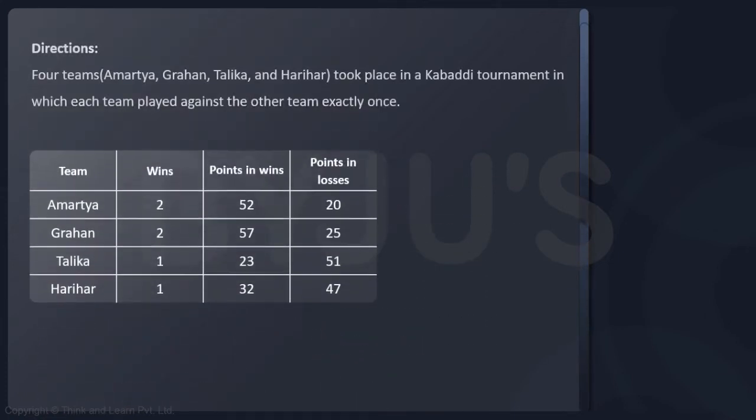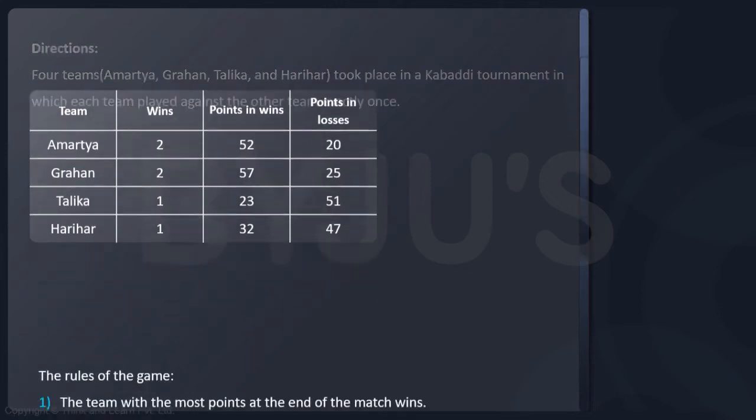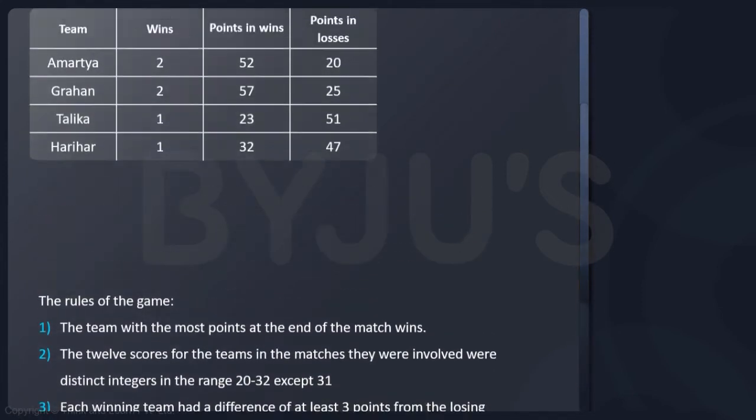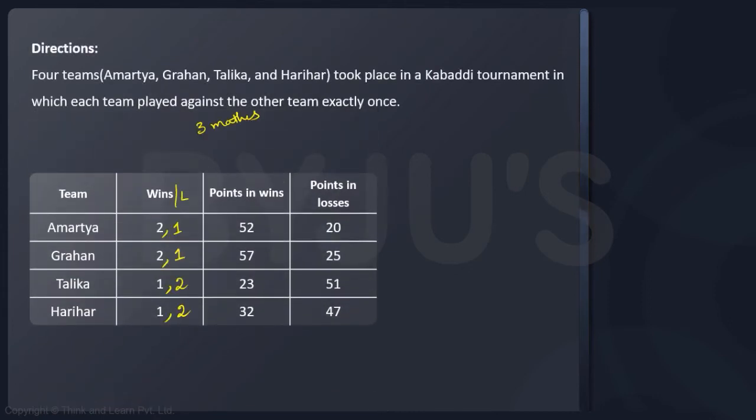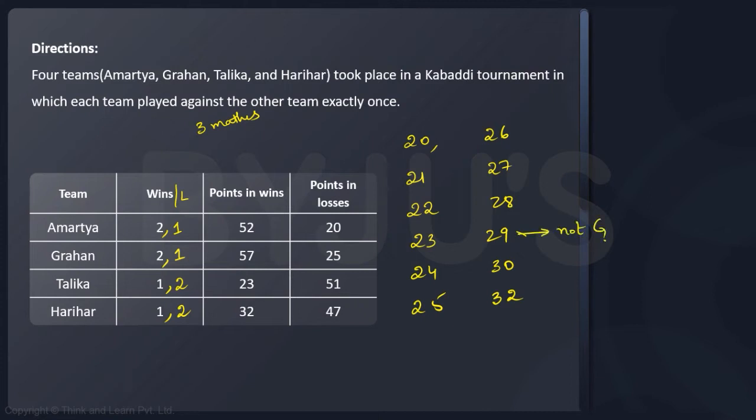Okay, so let's write down the numbers. My numbers are 20, 21, 22, 23, 24, 25, 26, 27, 28, 29, 30, 31 is not there, 32. I'll write a bit fast. And 29 is not Grahan. This is the only thing that has been given to us.